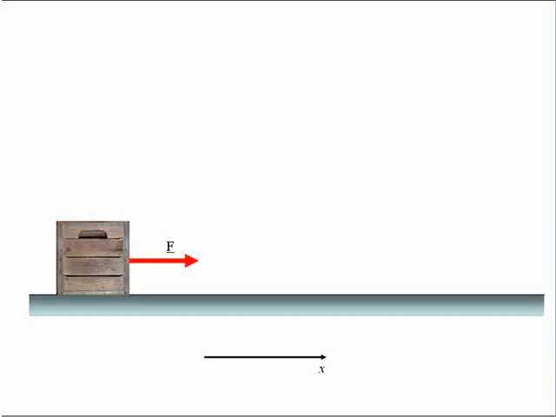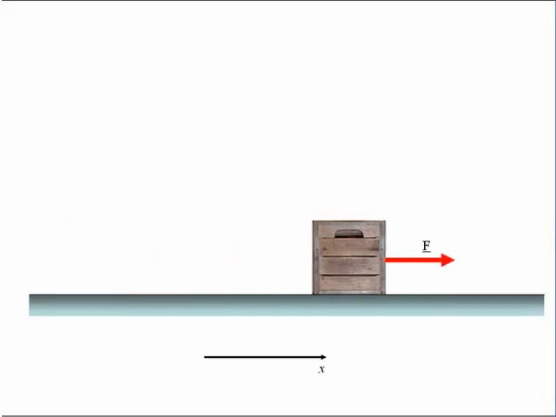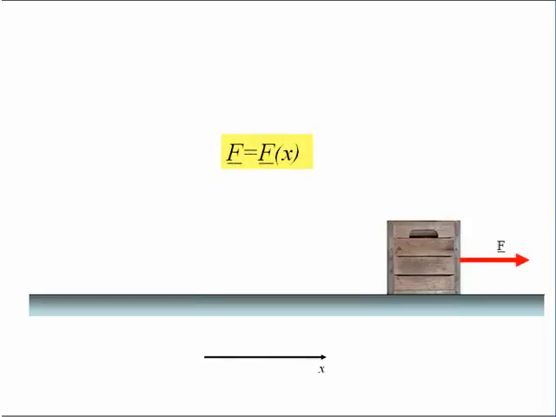Let us go back to our crate being pulled along a horizontal surface by a horizontal force F. The force is directed along the x-axis, and the magnitude of F is now a function of position along the x-axis. In other words, F is some function f of x. Note that the magnitude of F changes with the position of the crate, but doesn't change over time.